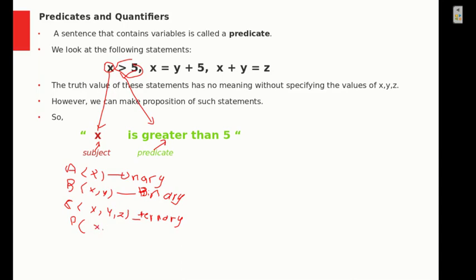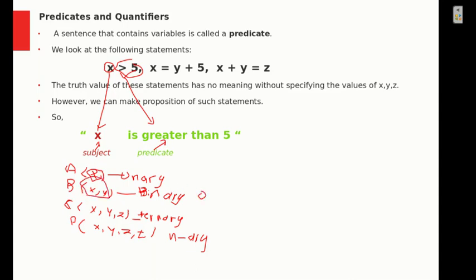So we put x, y, z, and t at the end. And what's this one? This one is going to be an n-ary predicate. So that's how we're going to write this. The first one, A of x, is unary because only one variable. That's what we call unary. If it's two, we call it binary.